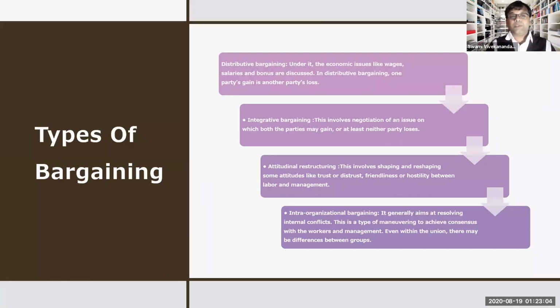Now we'll be discussing the types of bargaining. So there are a lot of types of bargaining, but we'll be discussing mainly four types. Generally collective bargaining is of four types. Number one is distributive bargaining.